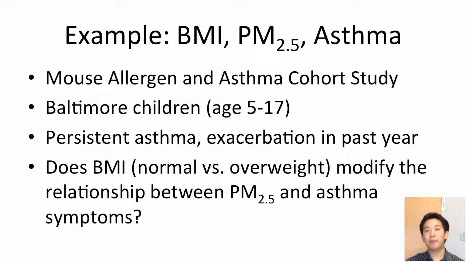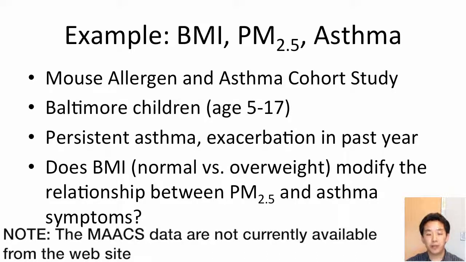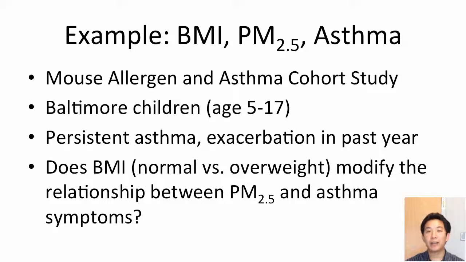The running example that I'm going to use for this lecture I've spoken about previously. It comes from the Mouse Allergen and Asthma Cohort Study, which was conducted here in Baltimore. Just very briefly, this is a study that included Baltimore children aged 5 to 17. They all had persistent asthma with an exacerbation in the past year. And we're interested in a lot of the environmental triggers for asthma morbidity in this study. One of those triggers we're going to look at is indoor air pollution as specified by fine particulate matter, which is PM2.5, and we'll also look at nitrogen dioxide, NO2.